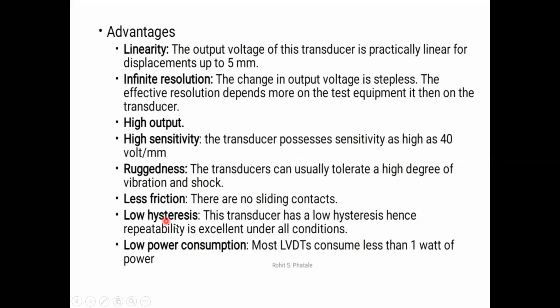Also, low hysteresis. In this case, this transducer has low hysteresis, hence repeatability is excellent under all conditions. Here in this case, this LVDT uses low power. Most LVDTs consume less than 1 watt of power. These are the advantages of LVDT.